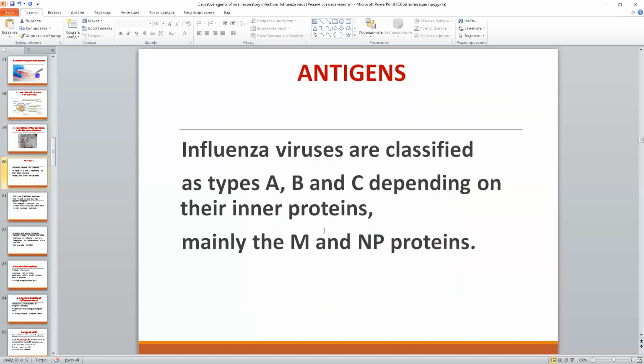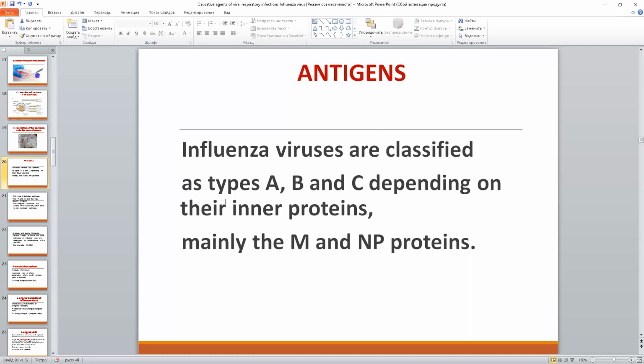So, cultural properties. Now, antigenic structure, antigens, very important. Please pay attention, because due to the very changeable antigenic structure, influenza is still a very big problem all over the world. I'm repeating, in spite of many vaccines being produced and used every year, there is no effective one till now. Why? Because influenza viruses are classified as types A, B, and C, and there are 3 genera: influenza virus A, influenza virus B, and influenza virus C.